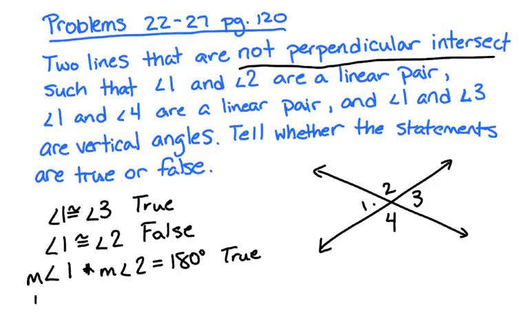Another statement you may have is something like the measurement of angle 1 plus the measurement of angle 3 is equal to 180. Well, we can for sure say that this is false because these two angles are vertical angles. Vertical angles will never add up to 180 degrees. So say false. Okay, so you'll have questions like that.